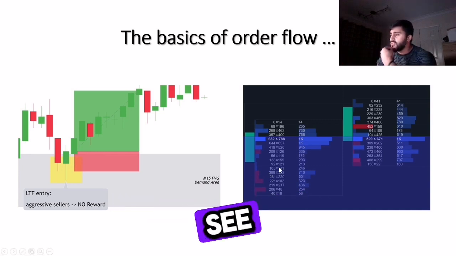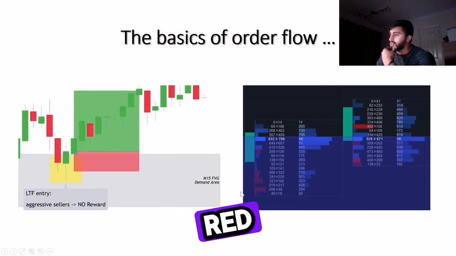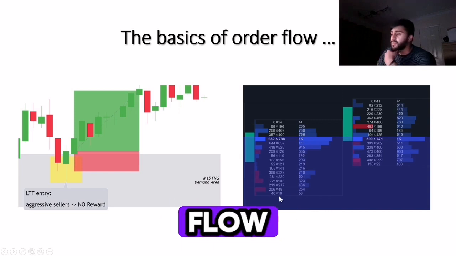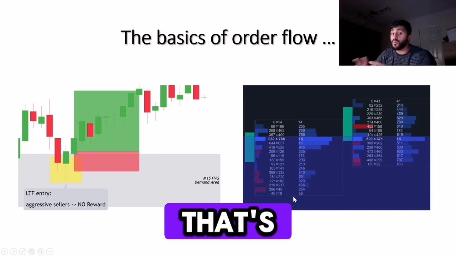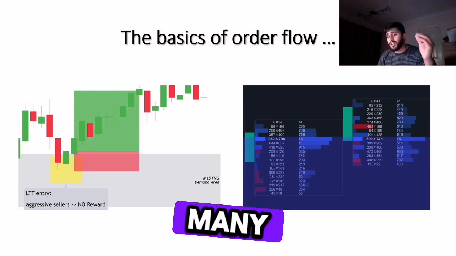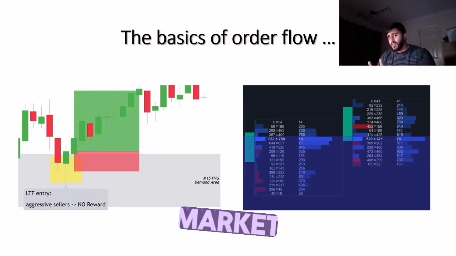So for example, if we see over here, we have a lot of red delta inside of this demand zone, right? We have a lot of red delta over here and red delta over here. You can even read the actual order flow. 40 for 18. So that's just over a 2-to-1 ratio. There's twice as many aggressive sellers as there are aggressive buyers. Despite that, the market moves up.